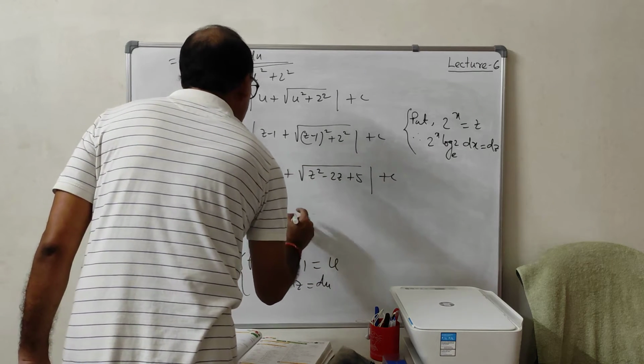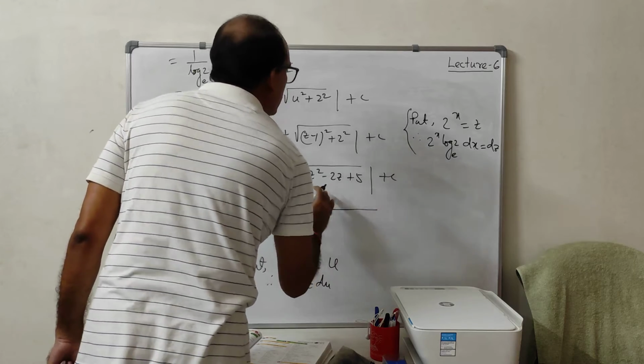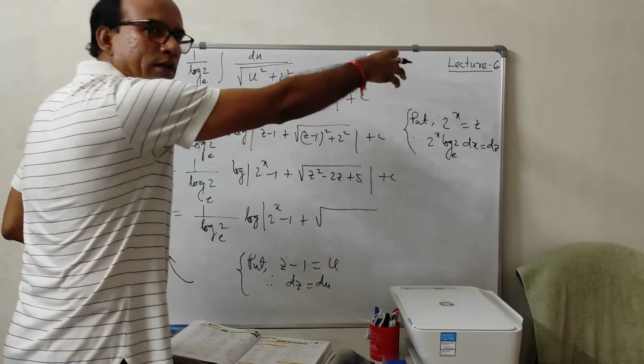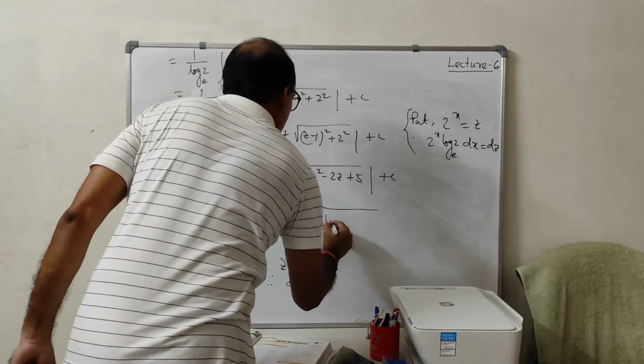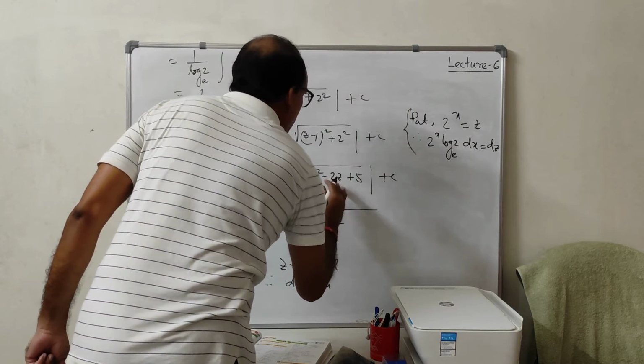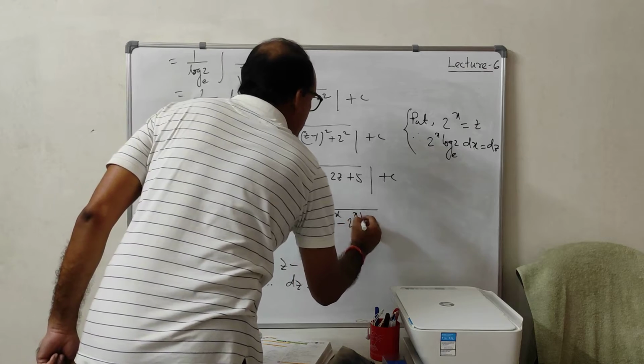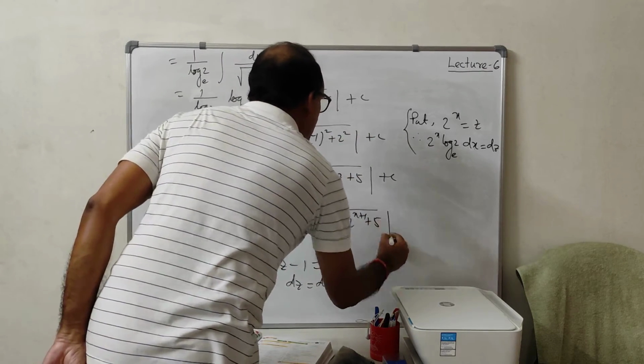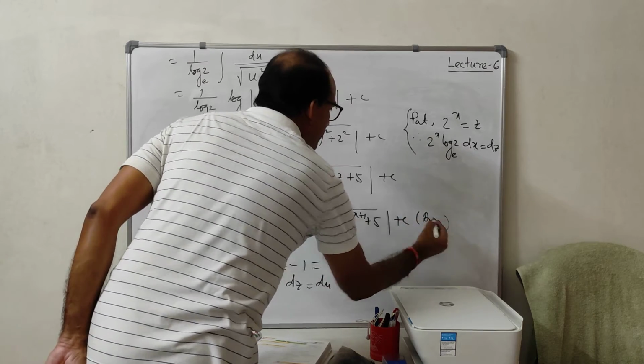2 to the power x minus 1 plus root of, see, z is 2 to the power x, so z square will be 2 to the power x whole square, that is 4 to the power x, minus 2 into 2 to the power x, plus 5. That is, I am writing in original form. Yes, that's the answer, plus C. This is the end of the integral.